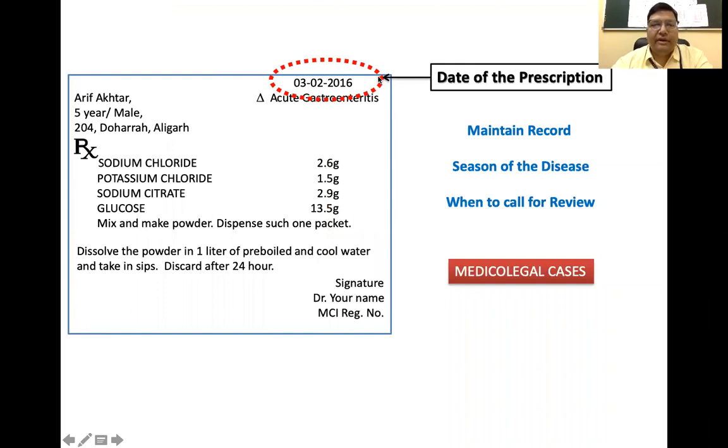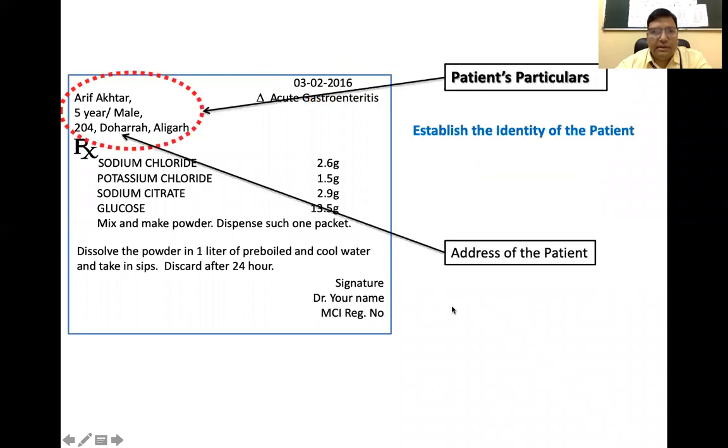Coming to the different parts of the prescription, first and foremost is the date of the prescription. It helps us to keep the record. We can come to know the season of the disease and when to call the patient for review. So it carries medico-legal importance. Next is the patient particulars. We write the name, age, sex, and the address of the patient so as to contact the patient if we have to recall the patient. So it establishes the identity of the patient.